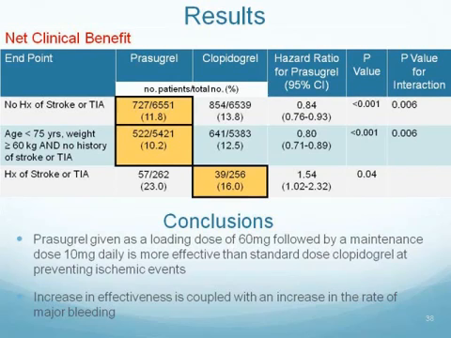However, if the patient had a history of stroke or TIA, you can see that the hazard ratio was greater for prasugrel, meaning that the net clinical benefit favors clopidogrel in that group of patients. So in conclusion, this study demonstrated that prasugrel, given in the dose that was described, was more effective than standard dose clopidogrel at preventing ischemic events. However, the trade-off was that you did see an increase in major bleeding.